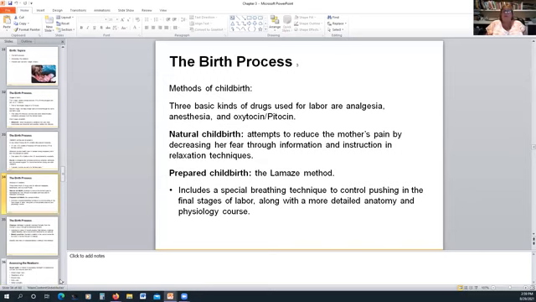Having a child is called being in labor because it is work. It is hard. It is tiring. There are a lot of things going on with your body.